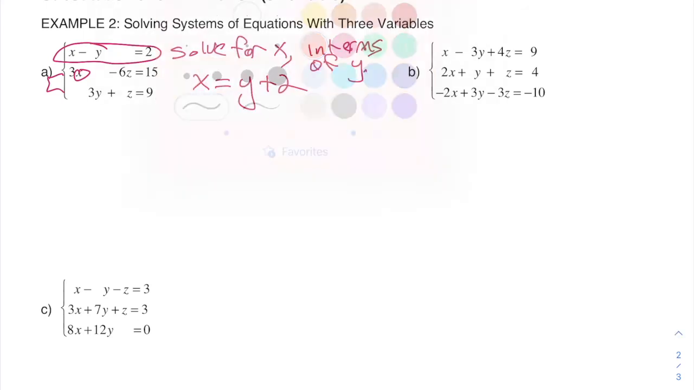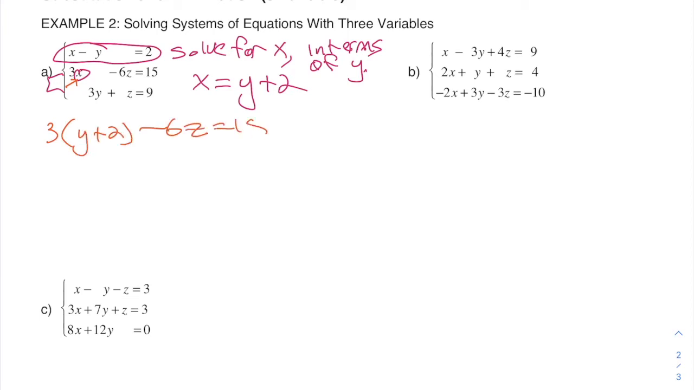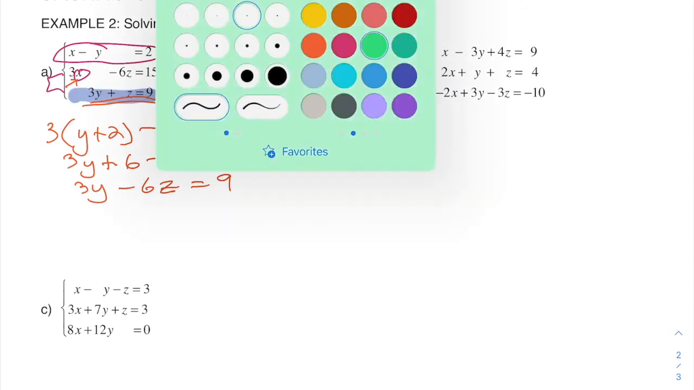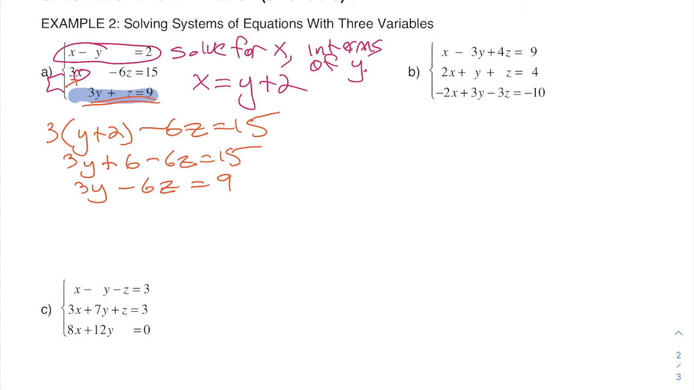And then I'm going to use that top equation and substitute it in for x here. So this is going to be 3 times y plus 2 minus 6z is equal to 15. And now if you look at this, you're like, well, it's still kind of confusing. You got all these variables, but not really. I only have 2 variables which match these 2 variables down here. So if I finish solving this, I get 3y plus 6 minus 6z is equal to 15. 3y minus 6z is equal to 9. And I use the original equation, and I just work with these 2, and now I just created a system of 2 equations with 2 unknowns.